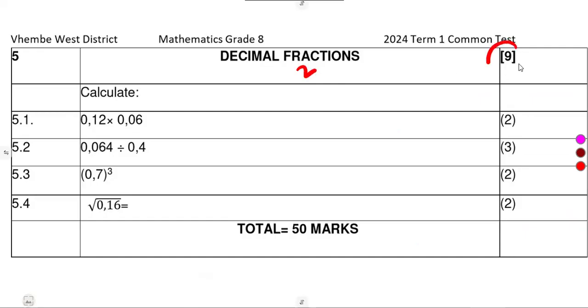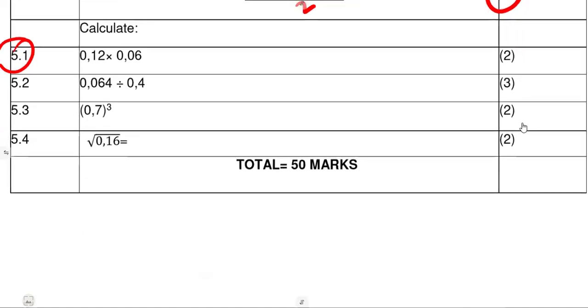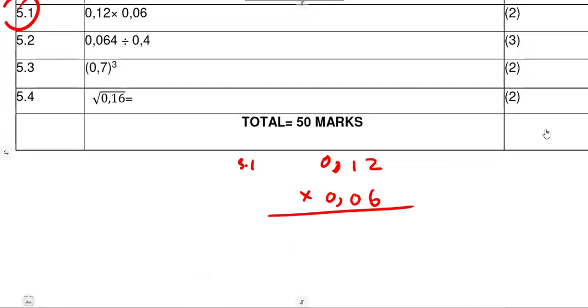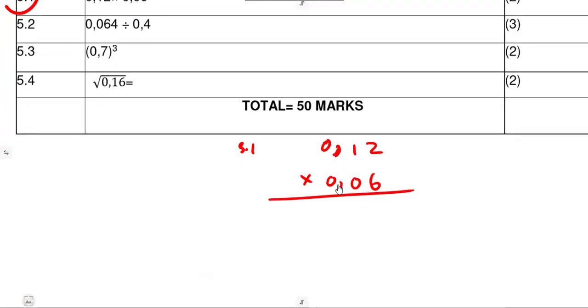Decimal fractions on another section with 9 marks. Calculate 5.1, 0.12 times 0.06. All right. We neglected that on the first question because it was a multiple choice, and I said you can just use your calculator directly, but this one we need to show our working. So 5.1, that's 0.12 times 0.06, like this. All right. As we can see, the multiplication there also depends, guys, on how you've been taught. But in our simplification, as you can see, we do not have anything here. That's a 0 there. So you can simply multiply directly as it is.